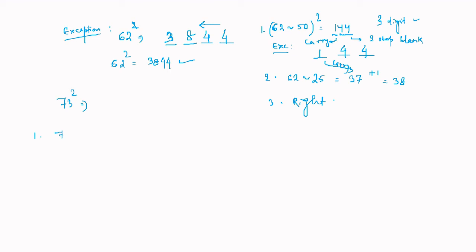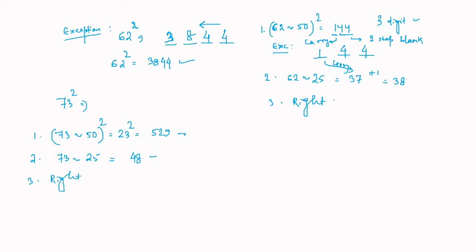Okay, let's start it off by doing it as it is. The first step will be the difference of 73 from 50 and squaring it. So the difference of 73 and 50 is 23. If we square it, we will obtain 529. Now the second step will be to see the difference of 73 from 25. The difference of 73 from 25 will be 48. And the third step will be to write the results from step 1 and 2, starting from the right.